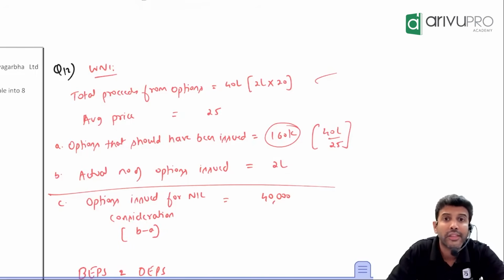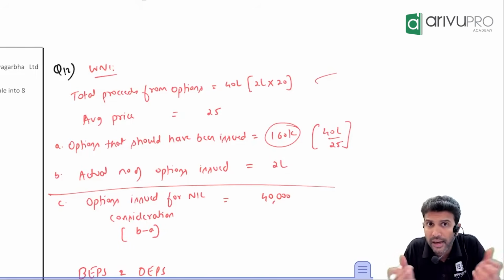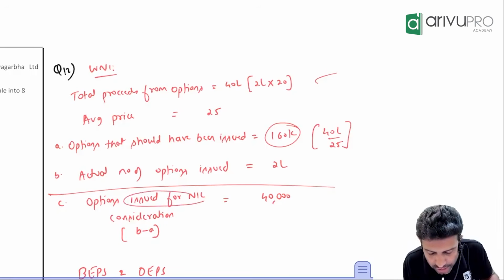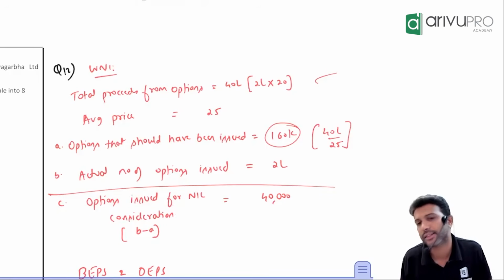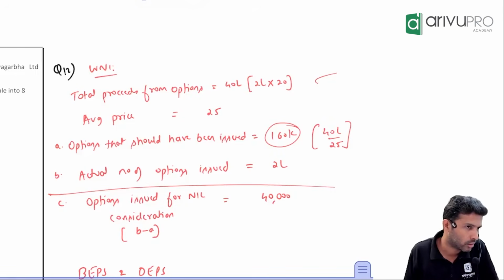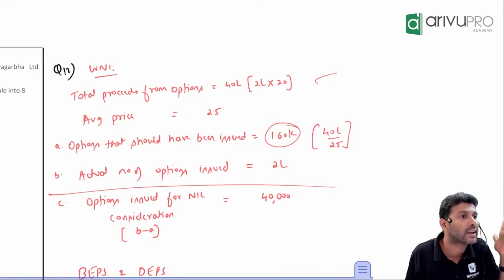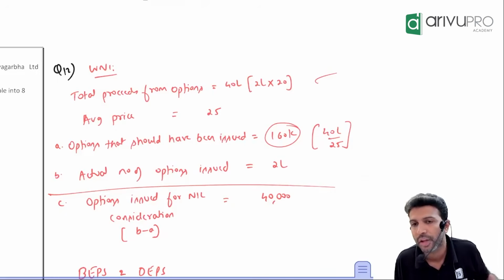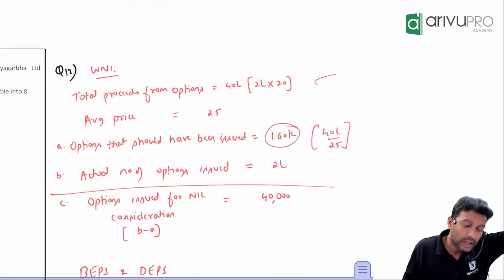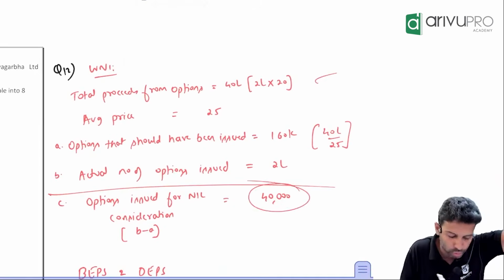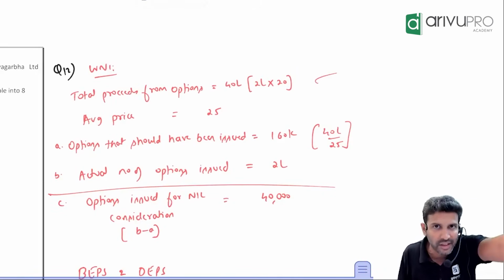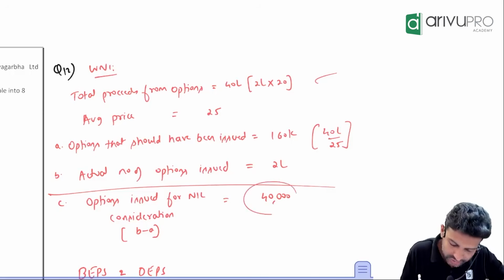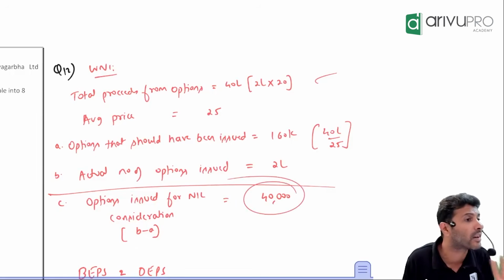40,000. That means on these 40,000 shares, is the company collecting any money or no money? That is what we call options issued for nil consideration. Meaning shares are issued for nil consideration. The company has not received any money on how many shares? 40,000 shares. Correct? Now, how these 40,000 shares impact your EPS is what we are trying to calculate.